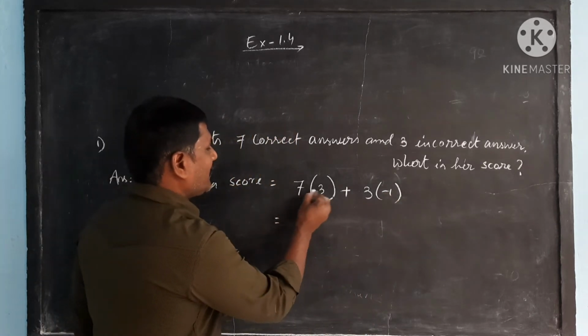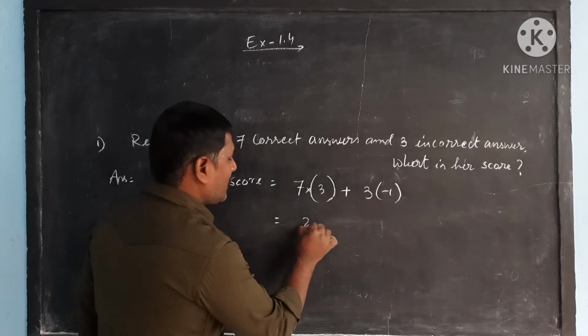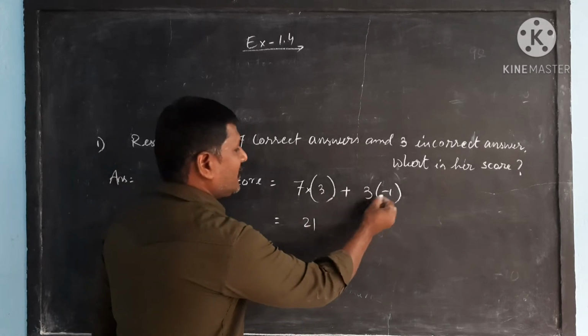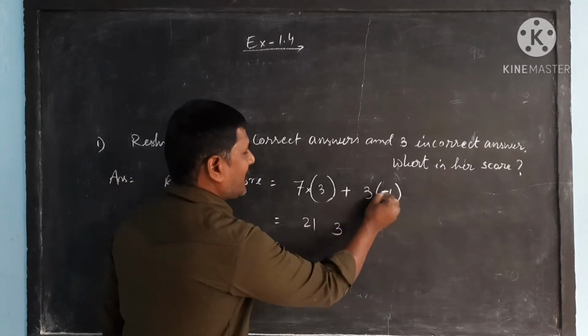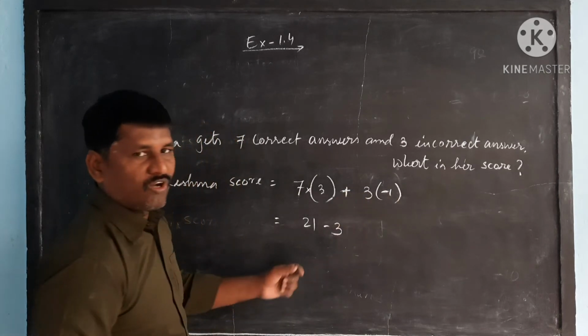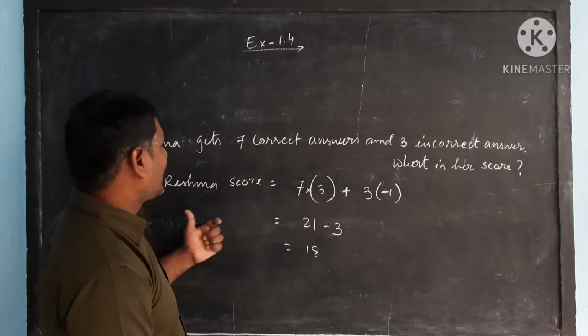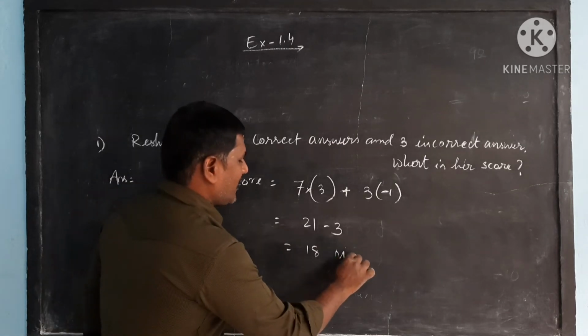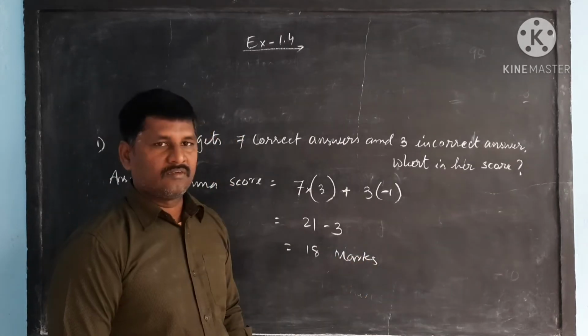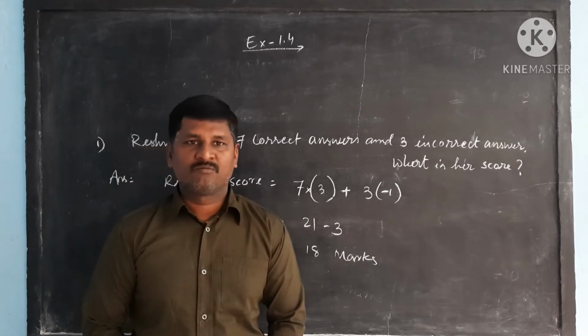Then you can multiply: 7 into 3 means 7 threes are 21. And 3 into 1 means 3 ones, because it is minus, you can write 21 minus 3 is equal to 18. So Reshma's score will be 18 marks. Now let us see the third one of this bit.